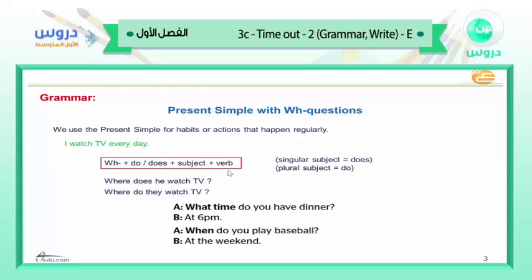So there are two important things that you have to know. What do we mean by present simple? The present simple is for habits or actions that happen regularly. How can we make WH questions in the present simple tense? The WH question word, after that do or does, does with the singular, do with the plural. After that, the subject. After that, the verb in the base form. Okay? Very nice.